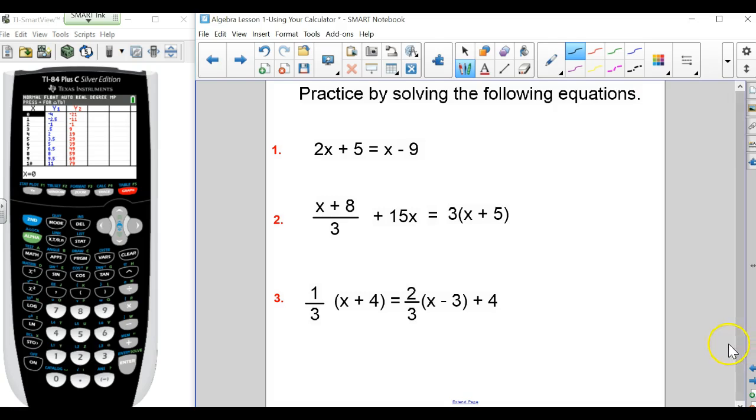All right, we're back and we're out of time. Here are the 3 answers. You can check your work with your teacher. We'll certainly spend more time on solving equations on your calculators later in this year.